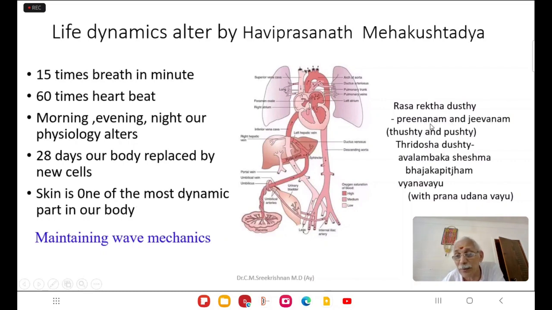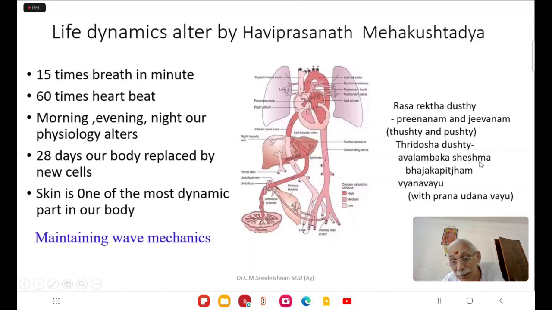When the rasa and rakta are very pure or nutritious, at the normal physiological level, prinanam and jivanam are happening. When there is dushti, prinanam, jivanam, or tushti and pushti is not happening. So it is called tridosha.